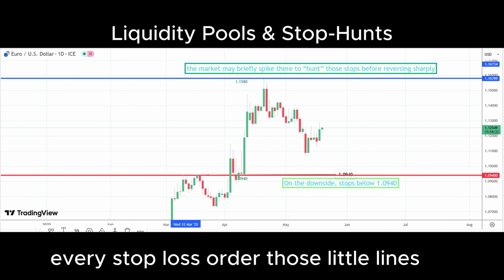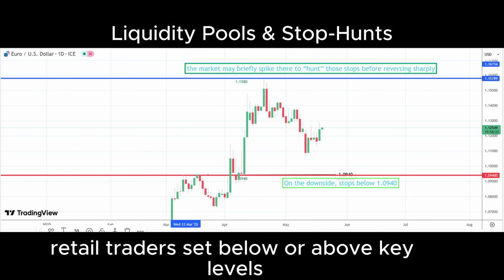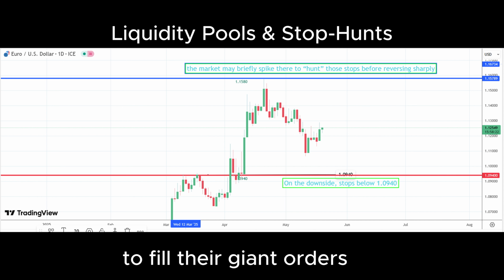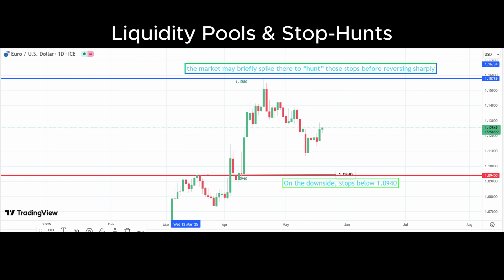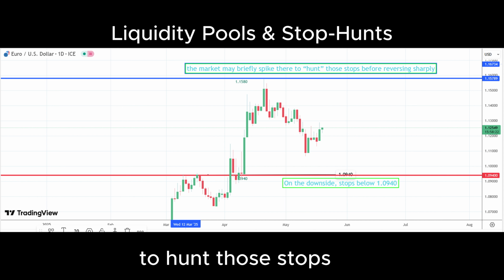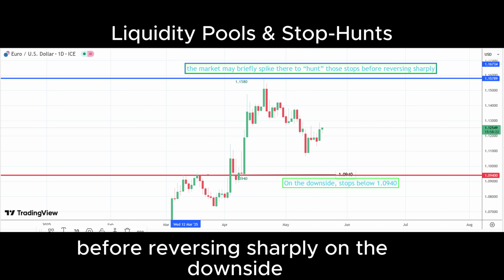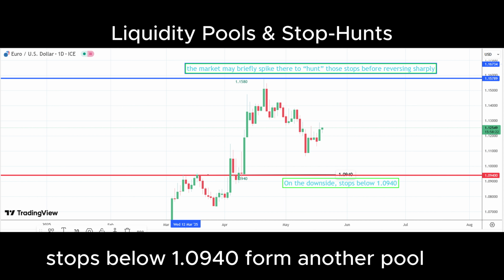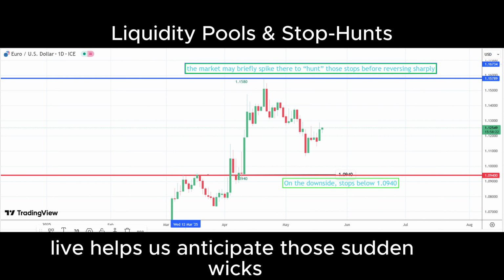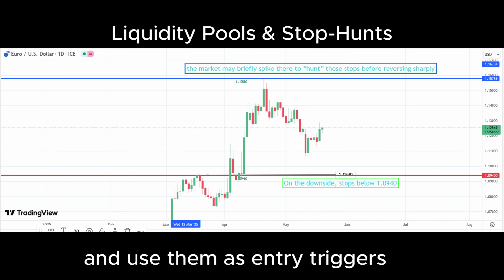Every stop-loss order, those little lines retail traders set below or above key levels, reside in what we call liquidity pools. Big players need that liquidity to fill their giant orders. If many retail traders set stops above 1.1580, the market may briefly spike there to hunt those stops before reversing sharply. On the downside, stops below 1.0940 form another pool. Knowing where those stops live helps us anticipate those sudden wicks and use them as entry triggers.